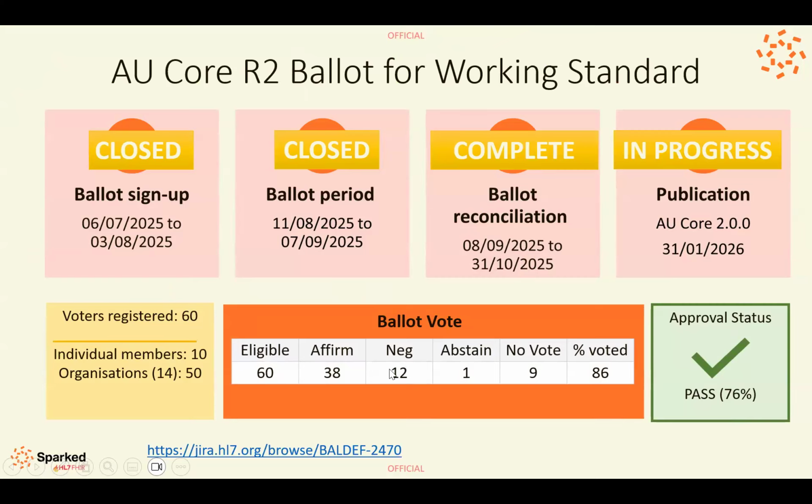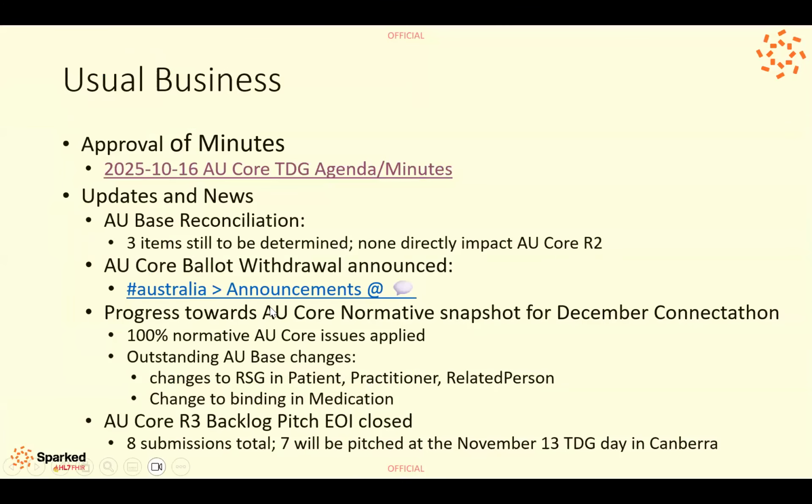So this would be the opportunity for the people who voted on a particular issue to say that, no, I think this is sufficient to block publication of AU Core, to indicate whether or not they are satisfied and they now are happy to be affirmative on the publication of AU Core R2. And if you were already affirmative, it doesn't change your overall vote. Any other questions on withdrawing or the voting? All right, let's go back to updates.